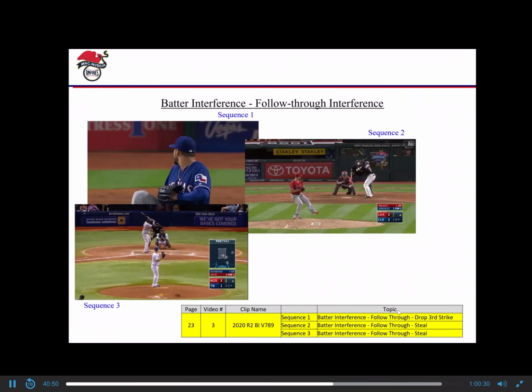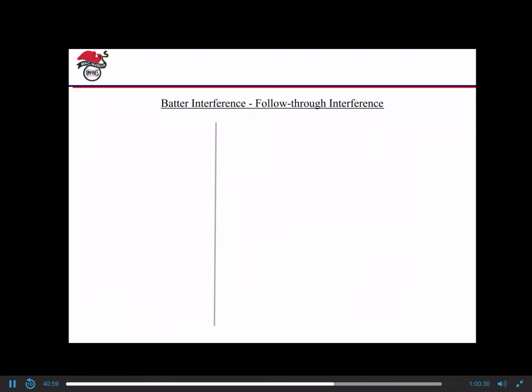Okay, so hopefully you got a good look at what follow-through interference looks like. So now that follow-through interference takes place, what happens next?